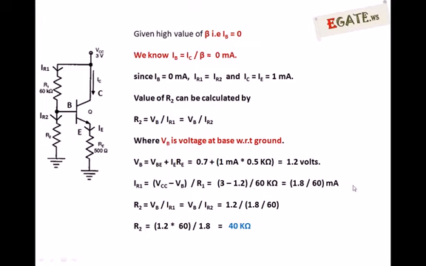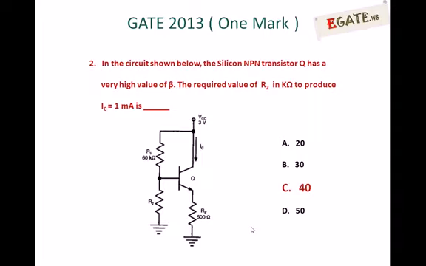We have not simplified the value, so it is 1.8 divided by 60 milliamperes. The same current flows through R2, so R2 is equal to the base voltage divided by IR1, that is nothing but the base voltage divided by IR2. So 1.2 divided by 1.8 by 60 gives rise to 40 kilo ohms. So the value of R2 is 40 kilo ohms. The right answer for the given question is 40 kilo ohms.